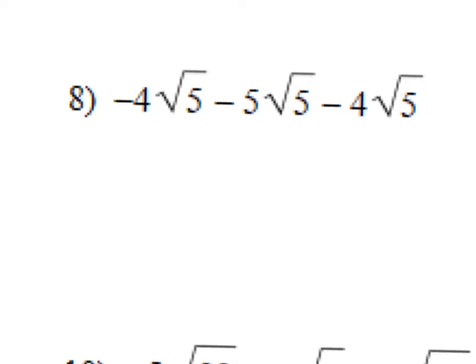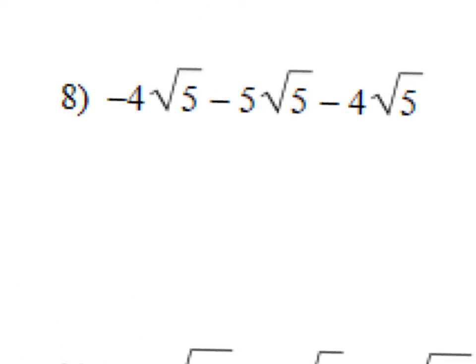All right, so this one's all square roots of 5. So I'm just going to combine like terms here. So negative 4 minus 5, and then another negative 4 will give me negative 13 root 5.